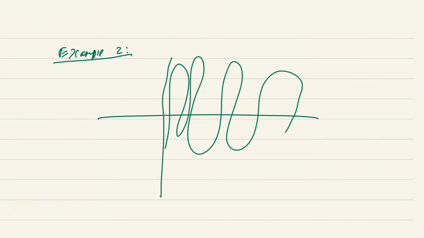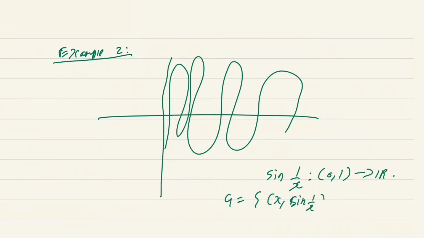Okay. So what I'm going to do is I'm going to consider just sine 1 by x from open (0, 1) to R. Now the graph, that is just the set of all points (x, sine 1 by x) such that x is coming from (0, 1). This graph is connected. Please show this. Show that the graph is connected. Okay. So this graph of sine 1 by x, which is lying in R2, is connected.